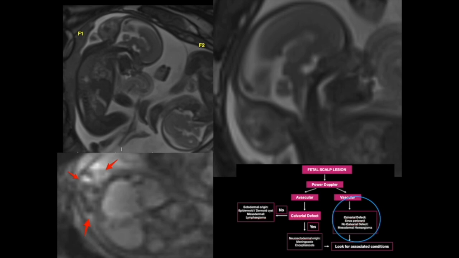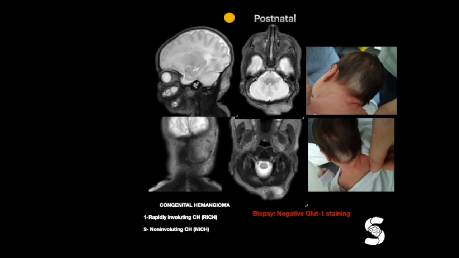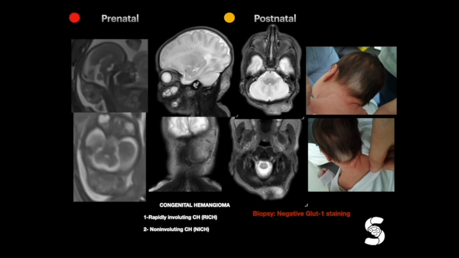It's important to suspect and diagnose hemangioma as early as possible because such an early diagnosis can help decide the delivery mode and timing of the delivery. These are the images 3 months after birth. If you compare with the prenatal images, there is a considerable decrease in the size of the lesion.